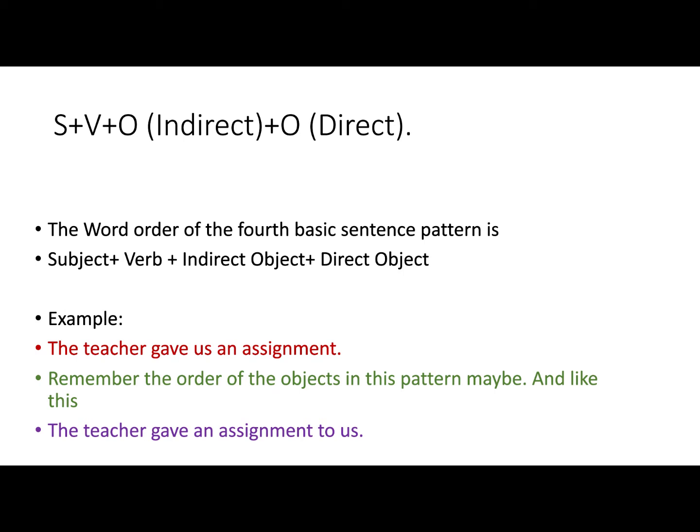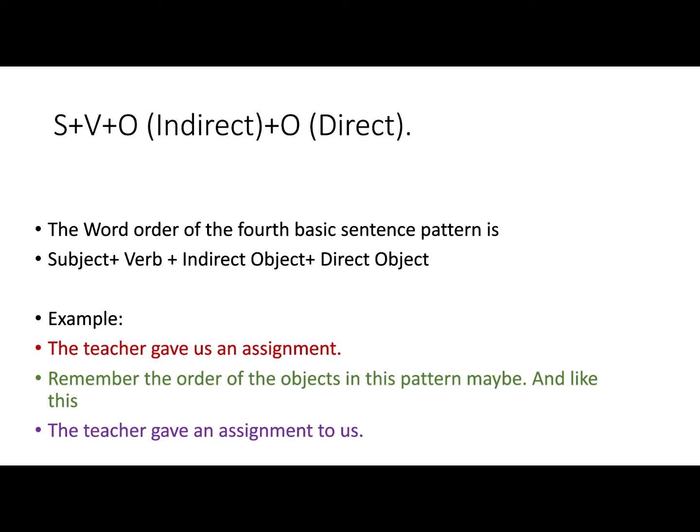अब हम इस sentence pattern को एक example के थ्रू समझेंगे. The teacher gave us an assignment. In this sentence, the teacher is the subject. Gave, verb. Us, indirect object. An assignment, direct object. Please note down this sentence in your notebook and underline each word in this sentence and then try to identify. Remember, the order of the objects in this pattern may be like this.